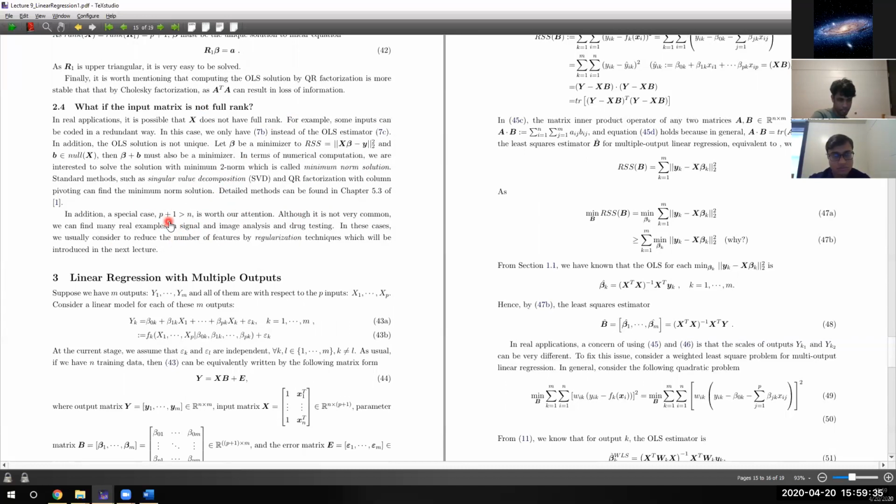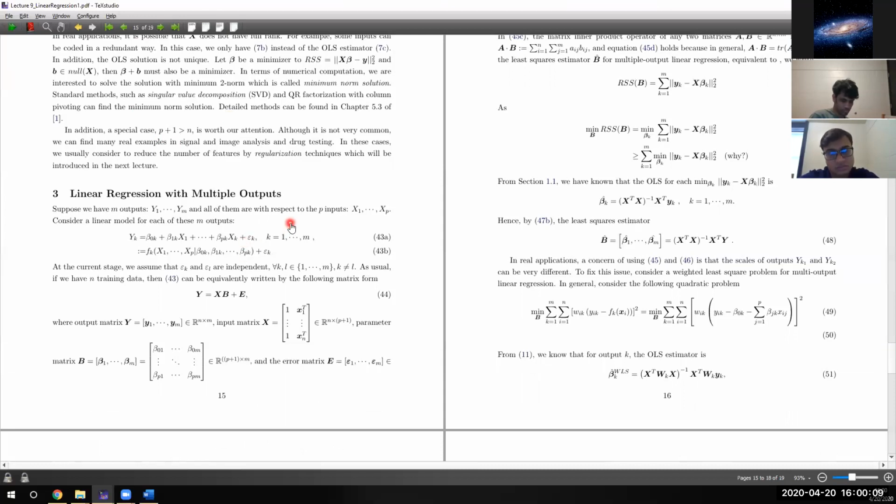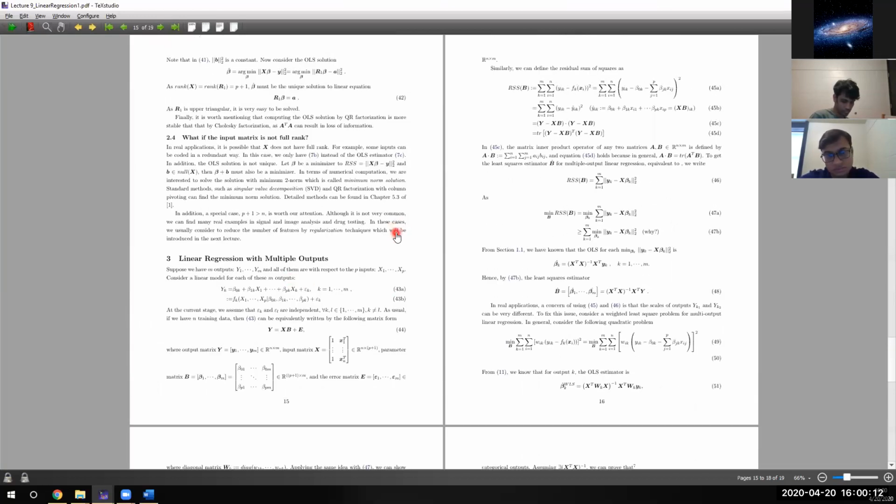However, most commercial software or apps will first check whether there are redundant columns. If there are, they try to eliminate these redundant columns. The cost is very simple, just a Gaussian elimination, which is very fast. So for almost every app, it's the first step. In the following, we always assume that the input matrix is full rank. The next thing I want to introduce is regression with multiple outputs.